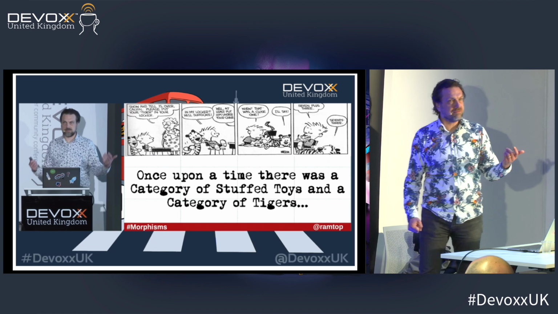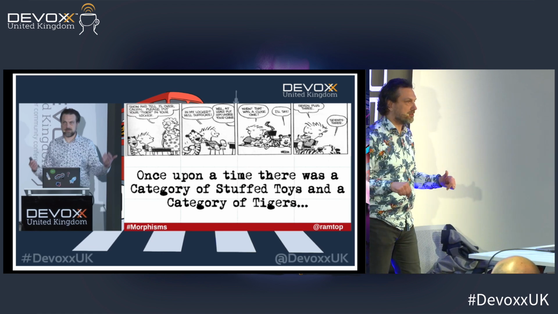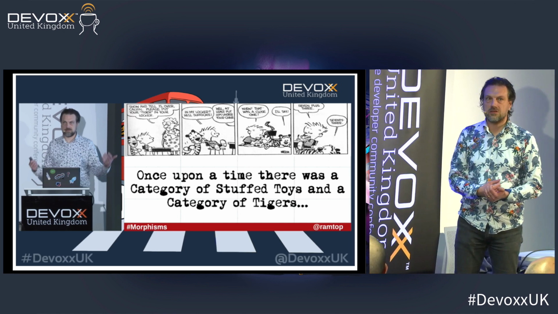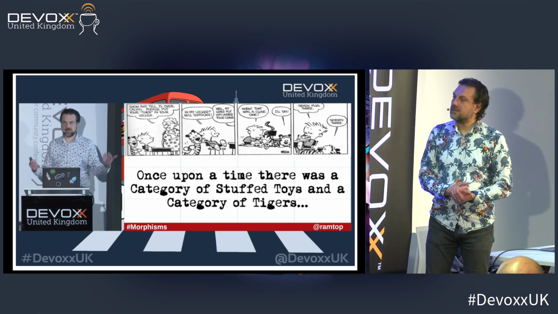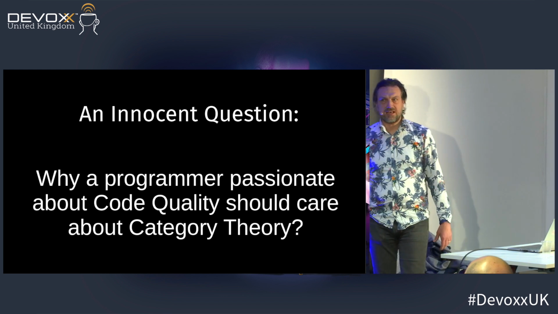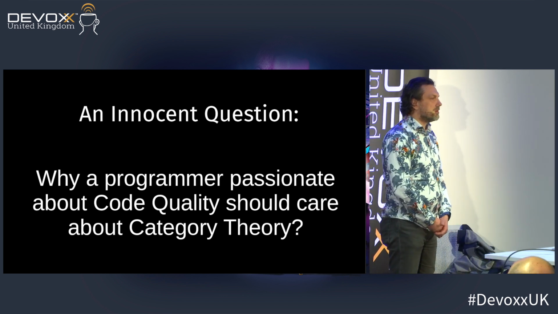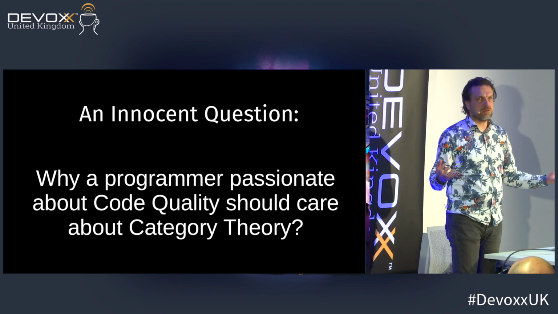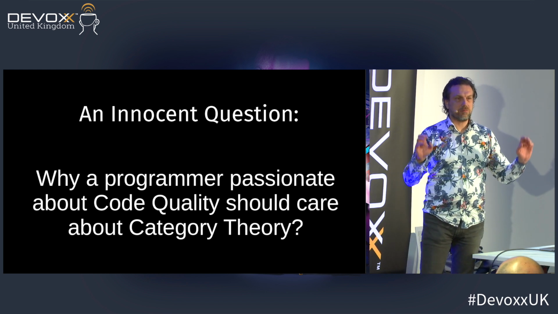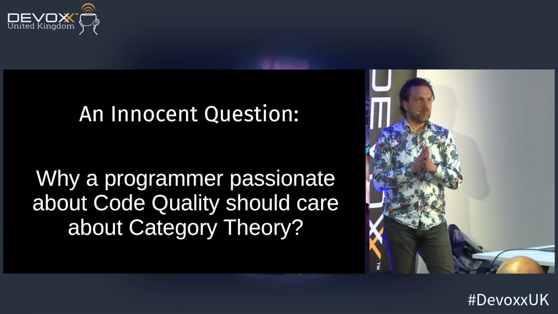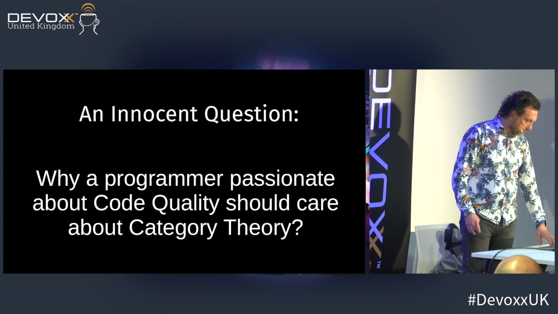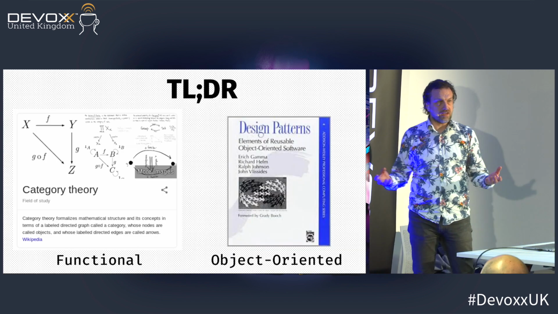So let's talk about this talk. Funnily enough, I was here at the DevOps last year, and I was talking about similar things, category theory and functional programming. At the end, someone asked me, you said that you are a passionate programmer, because I really am. I'm very passionate about quality. And you're talking about code quality, you are talking about category theory. What are the relations between the two? And I thought, this is a really, really good question, actually.